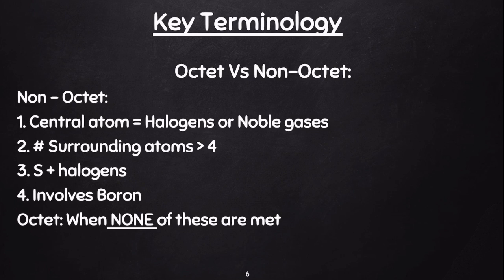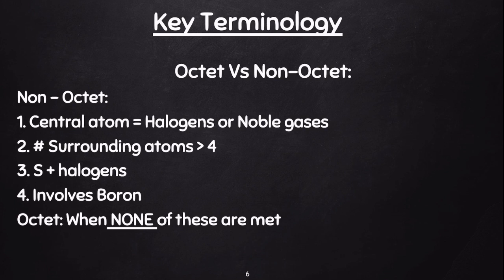One of the key pieces of terminology that we need to know is the difference between octet and non-octet molecules. Non-octet molecules, when these conditions are met, then they are a non-octet molecule. Otherwise, it is an octet molecule, and it is as simple as that. So every time we try to draw a Lewis dot diagram, the first thing that we need to look at is if it is an octet molecule or a non-octet molecule.